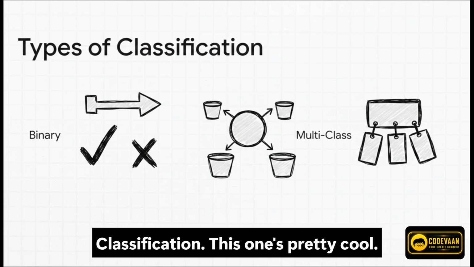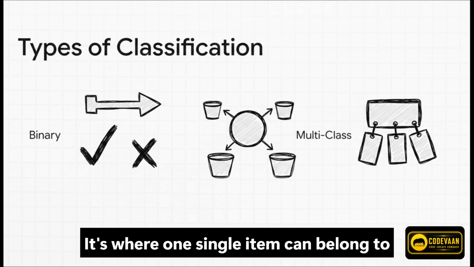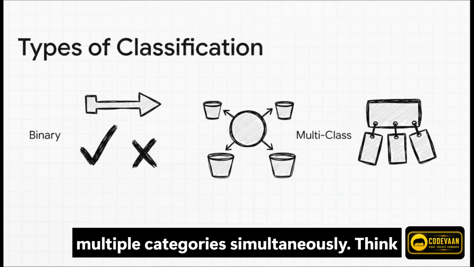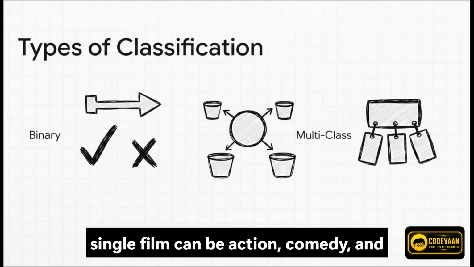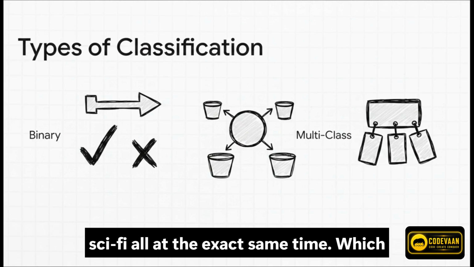This one's pretty cool. It's where one single item can belong to multiple categories simultaneously. Think about how Netflix classifies movies. A single film can be action, comedy, and sci-fi, all at the exact same time.